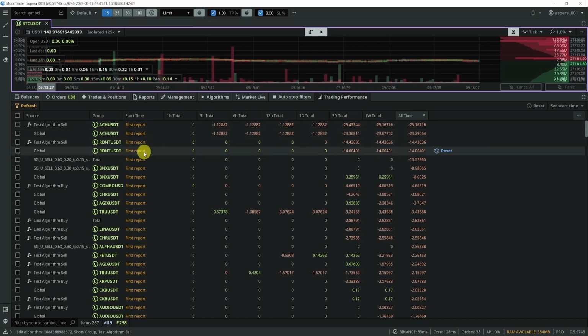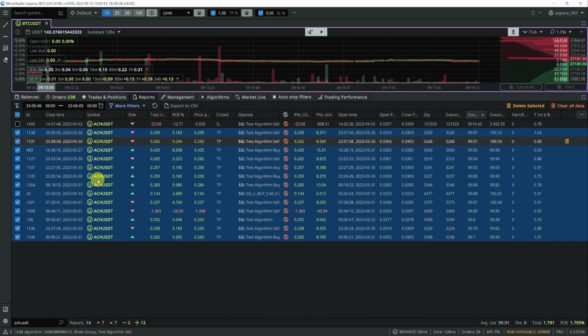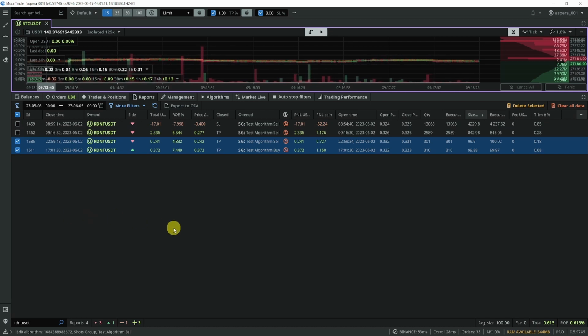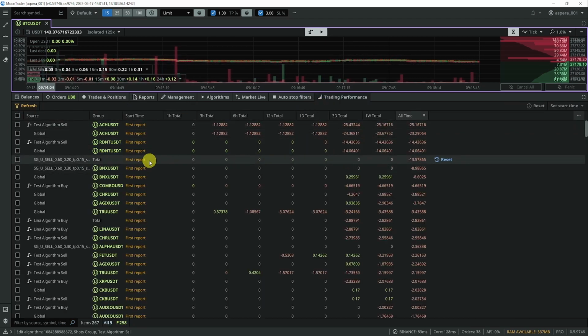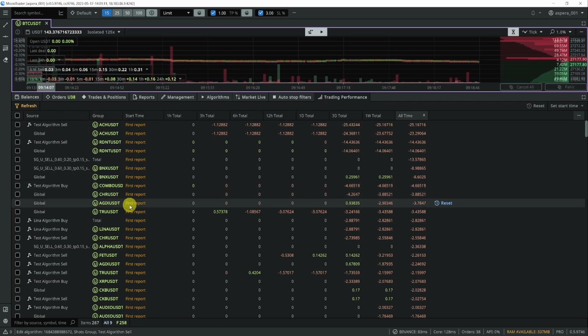The next underperforming coin is RDNT. It gave us minus 14. So let's do the same thing for this one. Reports and filter RDNT USDT. What do we have here? Again, this underperformance was due to this one loss with a big order size of over 4,000. So again, this is not a reason to eliminate it at this time. And I guess this will be true for many of them.